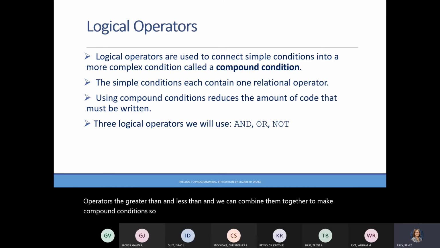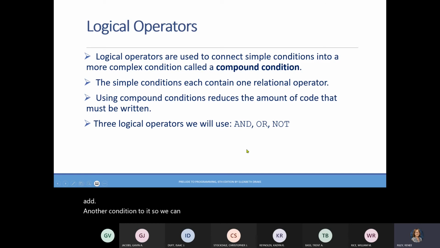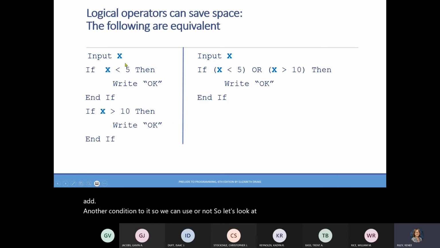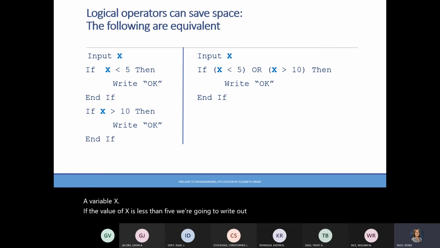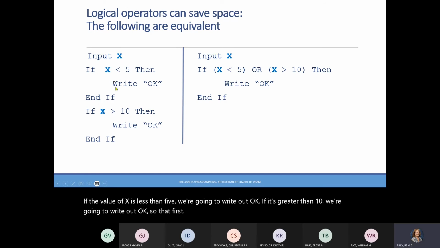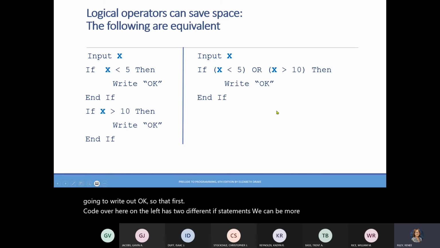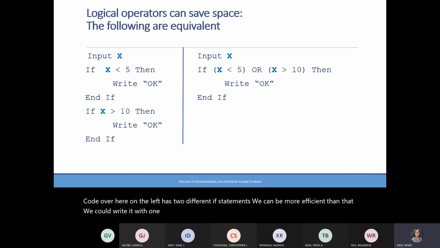So we can take something that wasn't too confusing, and then we can add another condition to it. So we can use and, or, not. So let's look at this. Here we're reading in a variable x. If the value of x is less than 5, we're going to write out okay. If it's greater than 10, we're going to write out okay. So that first code over here on the left has two different if statements. We can be more efficient than that. We could write it with one if statement. So if we said if x less than 5 or x greater than 10, then it's okay.